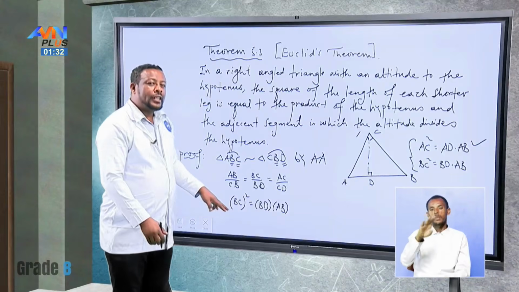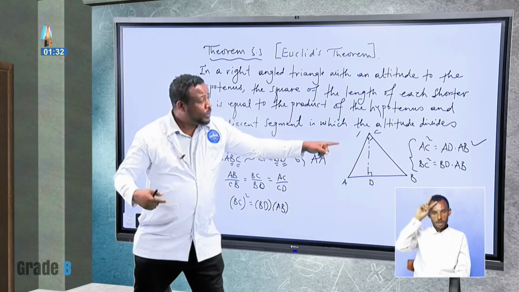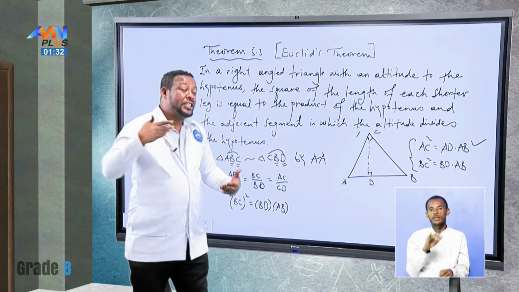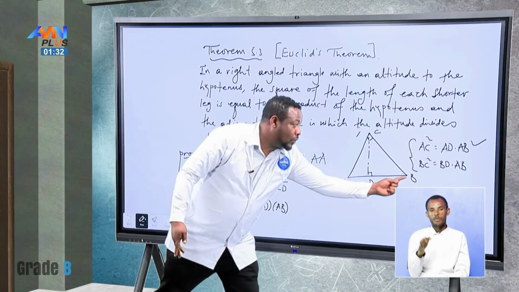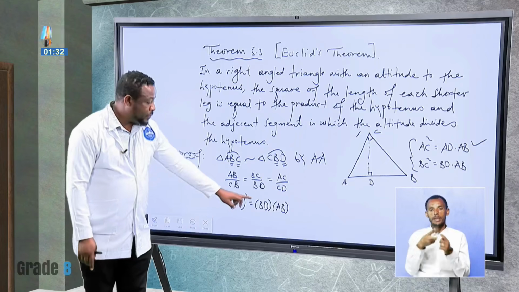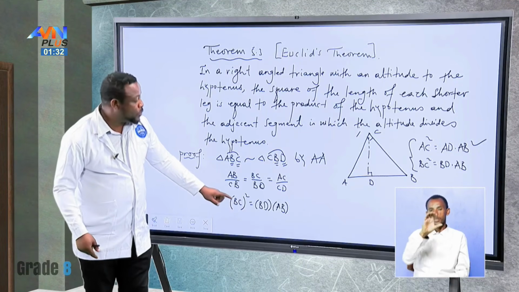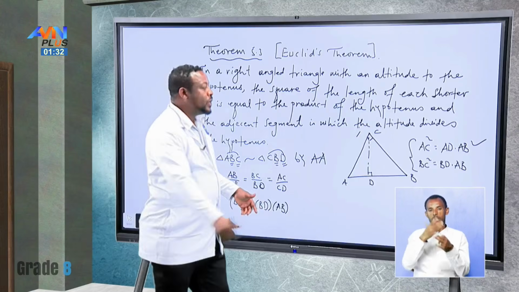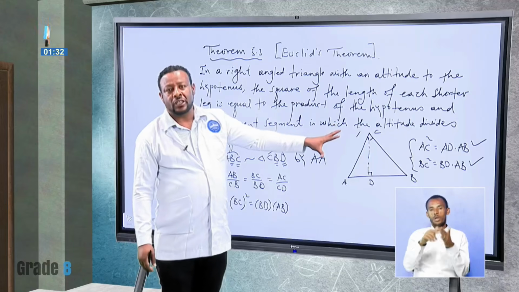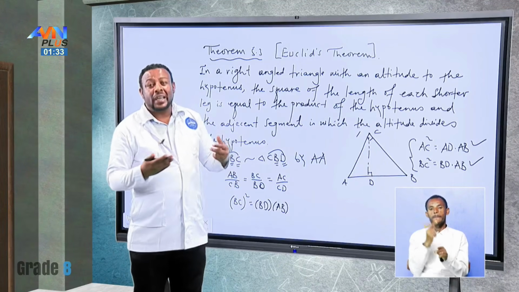So this result tells us the square of the other leg is the product of the adjacent segment and the hypotenuse, right? As you can see here, BC square is the product of BD times AB, which is exactly the same as what we have already mentioned at the beginning, right? This way you can prove Euclid's theorem.